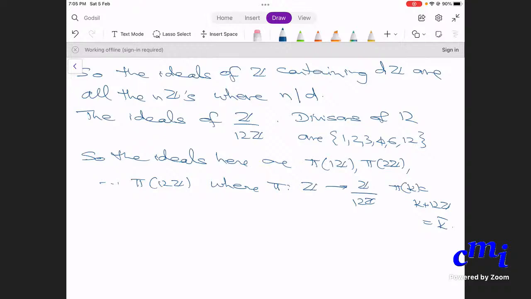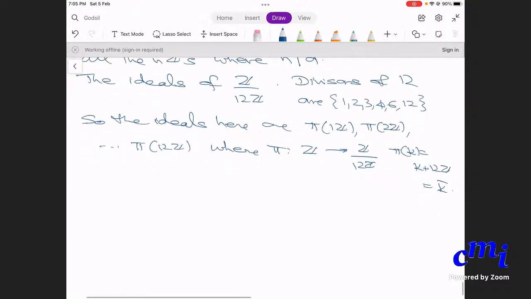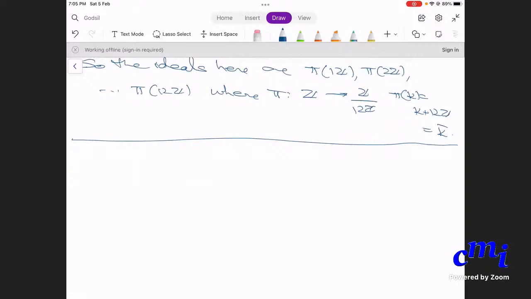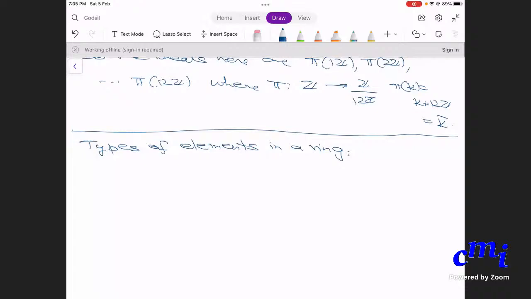The next thing I'd like to do is, in Atiyah-Macdonald, there is a whole discussion of what kind of elements are in rings. There's a classification of elements that belong to rings. So I want to make 5 definitions about types of elements in a ring. I'll make 5 definitions, then we will discuss various examples of these. So first, R is a ring. As usual, ring means commutative ring with 1. That's all I'm assuming about R, nothing else.